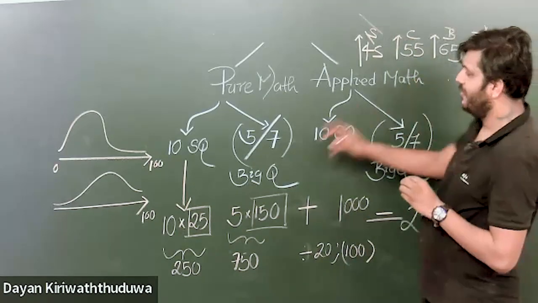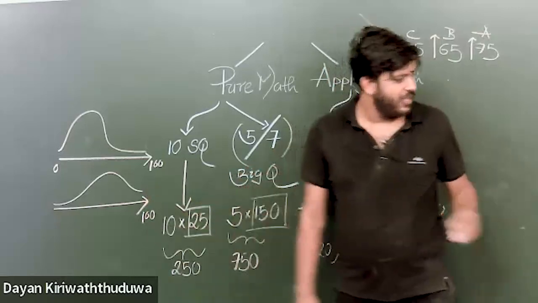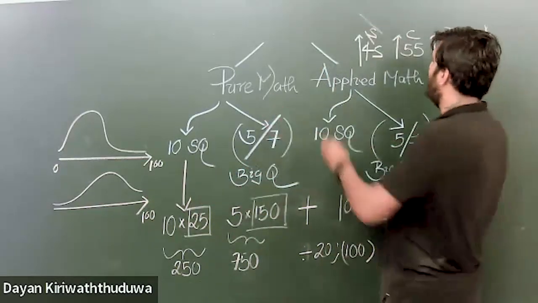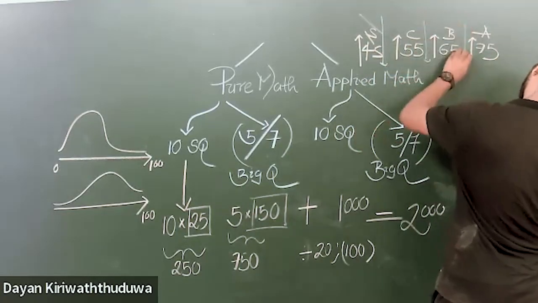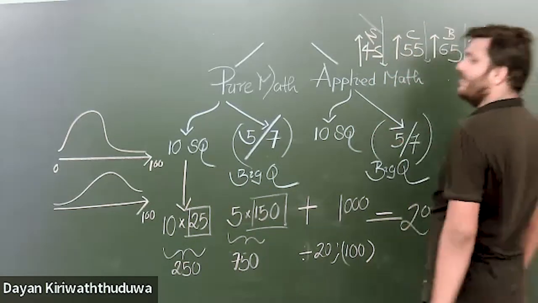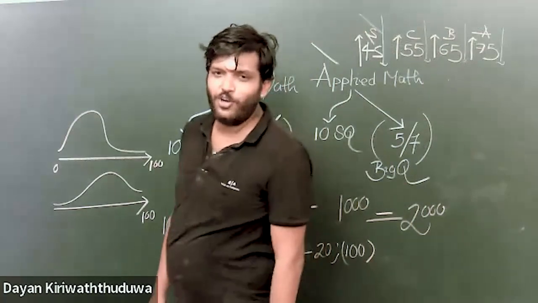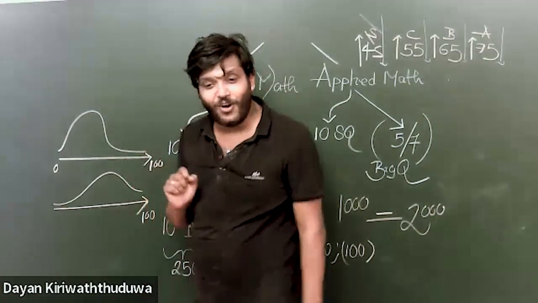Again, this is this case. Paper is easy. If the paper is difficult, these numbers will go down. It's not always fixed, because this is not O levels.